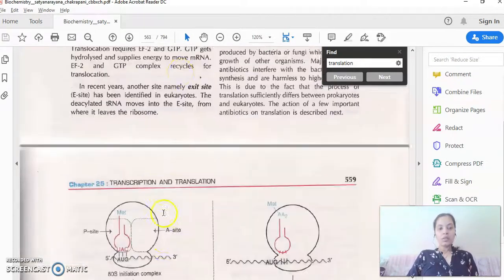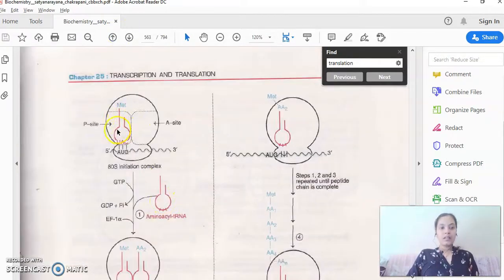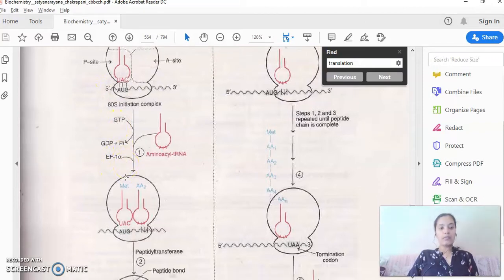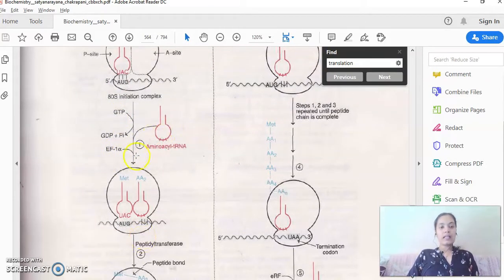You can see in this figure the P site is occupied by Met tRNA, whereas initially the A site is free in the initiation complex, and with the help of GTP and elongation factor 1 alpha, aminoacyl tRNA binds to the A site. So that is your second amino acid, that is amino acid 2.